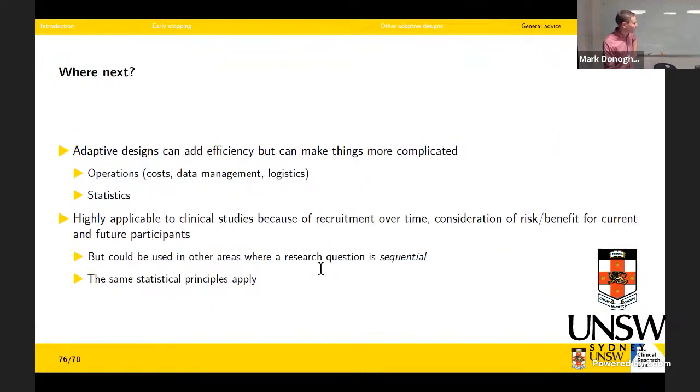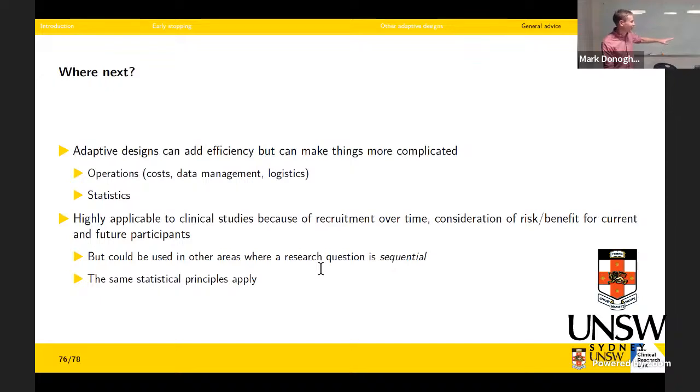So where to next? Adaptive designs can add efficiency, but they can make things more complicated. Operations, costs, your data management, your logistics can be more complicated. Asking for money to run a perpetual study might be difficult. And your stats is difficult as well.